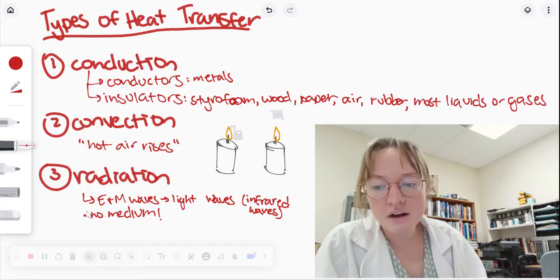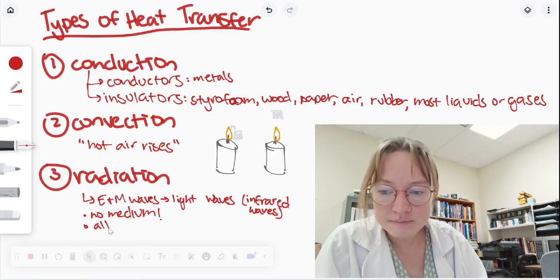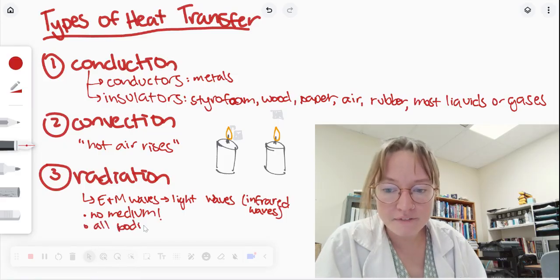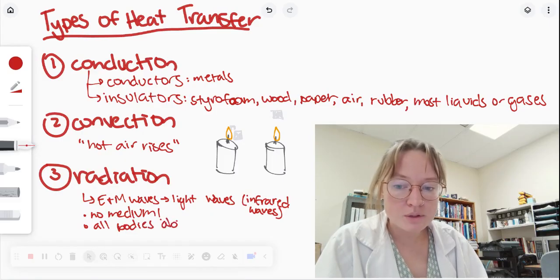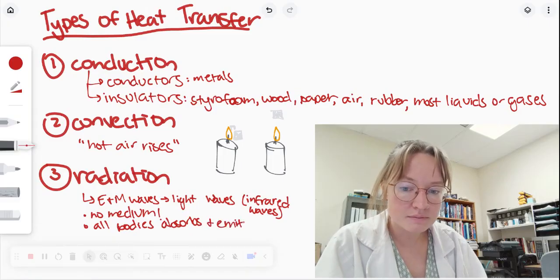Now, the truth is that all bodies, meaning everything, absorbs and emits radiation.